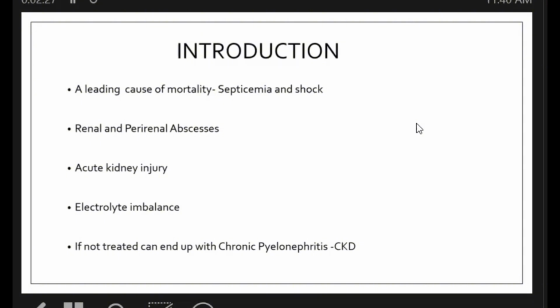Elderly patients, very commonly, present with electrolyte imbalance. And some of the patients who are not treated adequately end up with chronic pyelonephritis, which is the third leading cause for chronic renal failure. So in order to prevent all these acute and chronic complications, it needs a high degree of awareness, and we have to treat the condition appropriately.